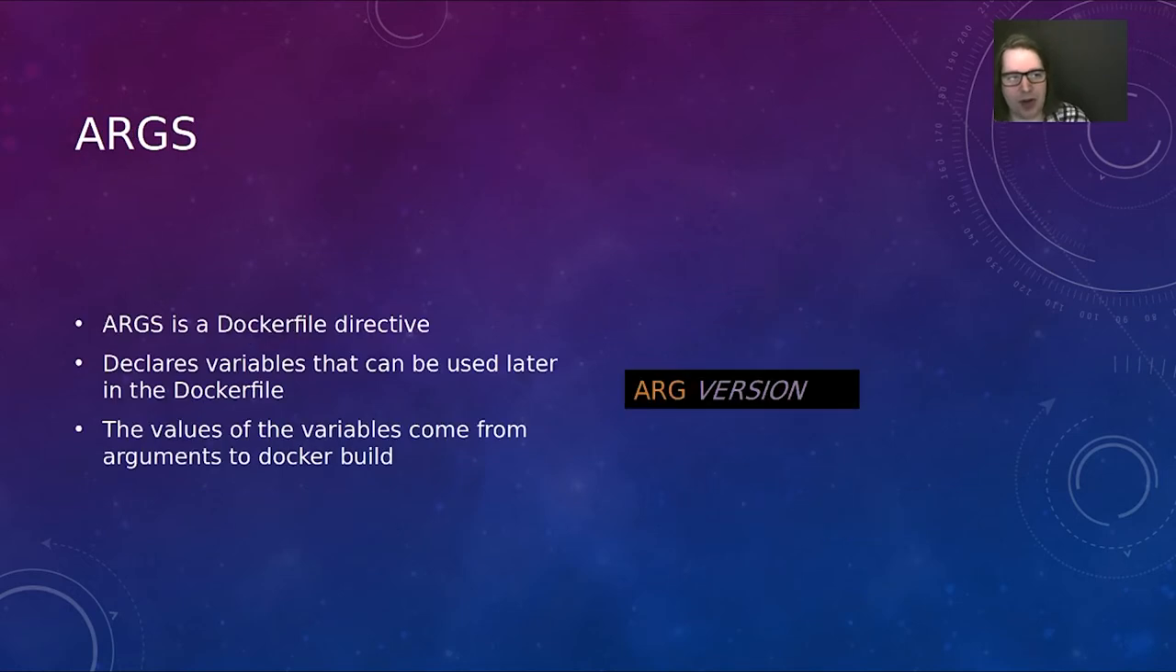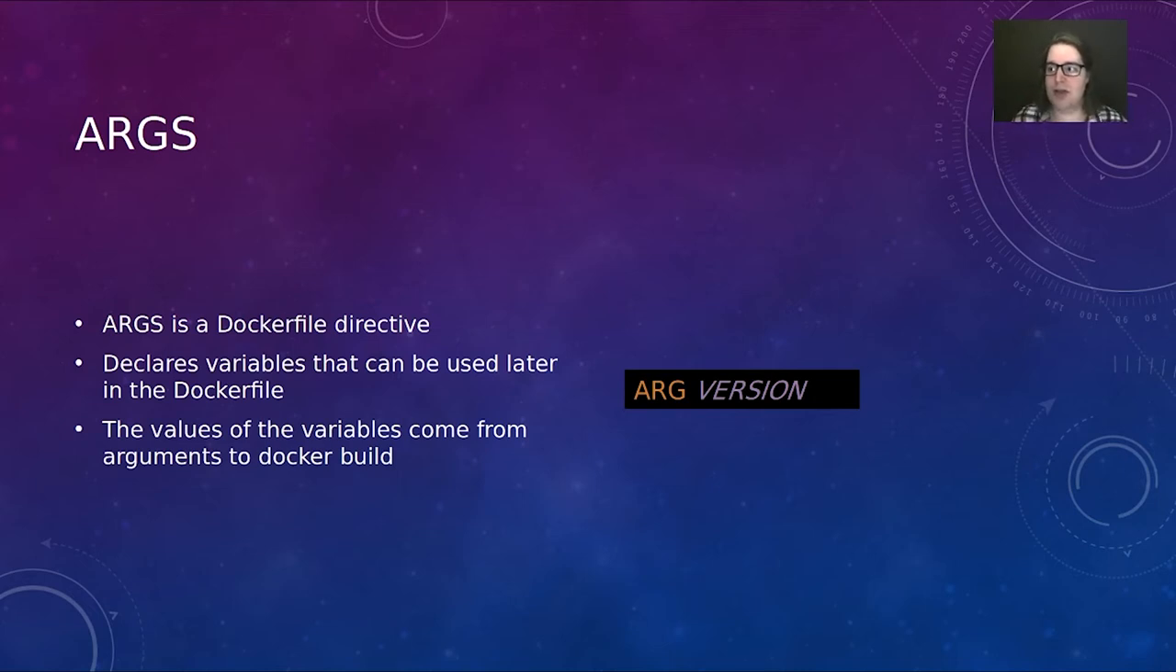So first, let's talk about args. Args is a Dockerfile directive. This declares a variable that can be used later in the Dockerfile, and the values of the variables come from arguments to Docker build. So this is what it would look like in a Dockerfile. You just have arg and then the name of the argument that you want.